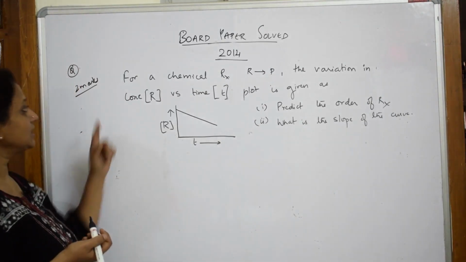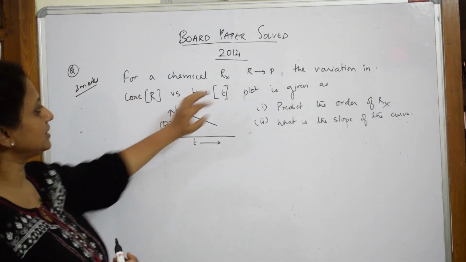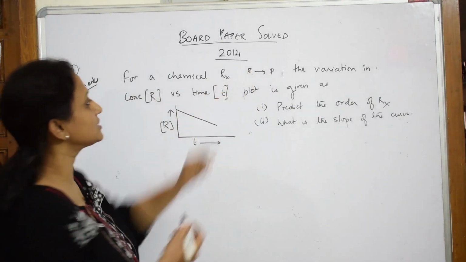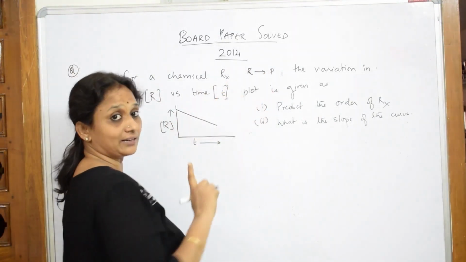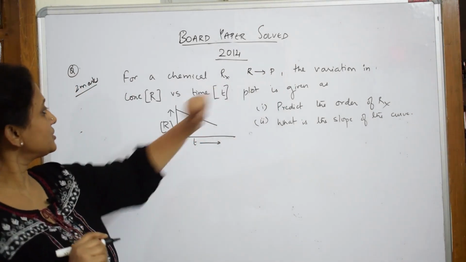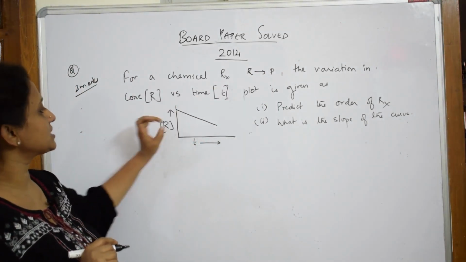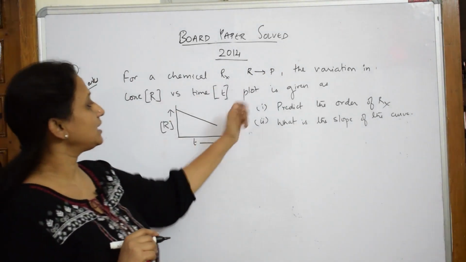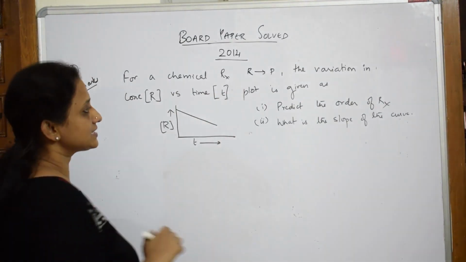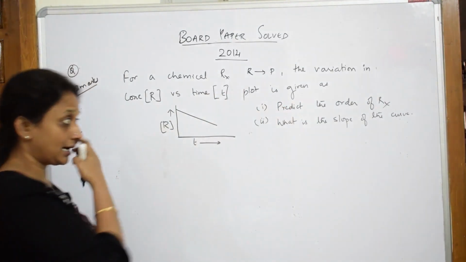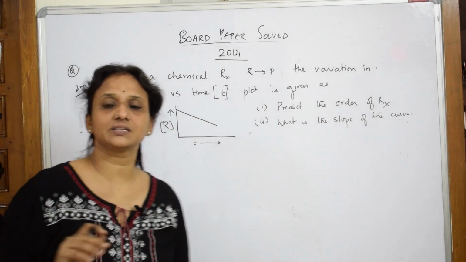So what did they give us? For a chemical reaction, a reactant gives a product. Observe carefully, this is only one reactant. Let us see the variation in the concentration of the reactant versus time. They've drawn a graph here and already plotted the points, and they said predict the order of the reaction and what is the slope of the curve. No data is given, nothing is given.